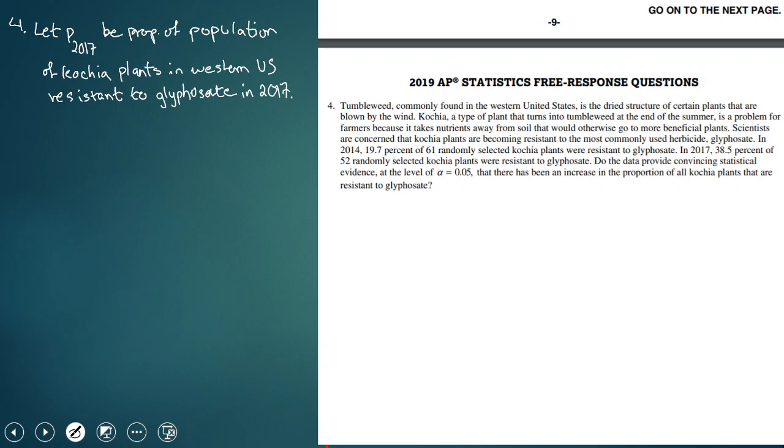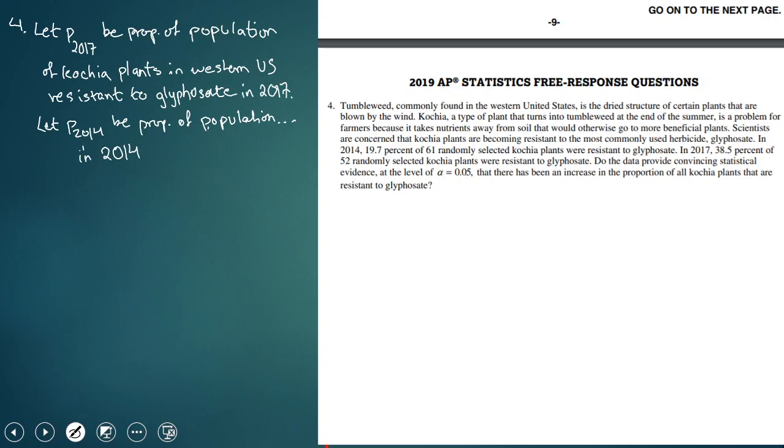Okay, similarly, let P sub 2014 be the proportion of the population of kochia plants in western US resistant to glyphosate in 2014. It's the same thing. This was the actual exam. I would write out the entire thing the second time, but I just want to save a little bit of time, so I'm not going to write out everything again.